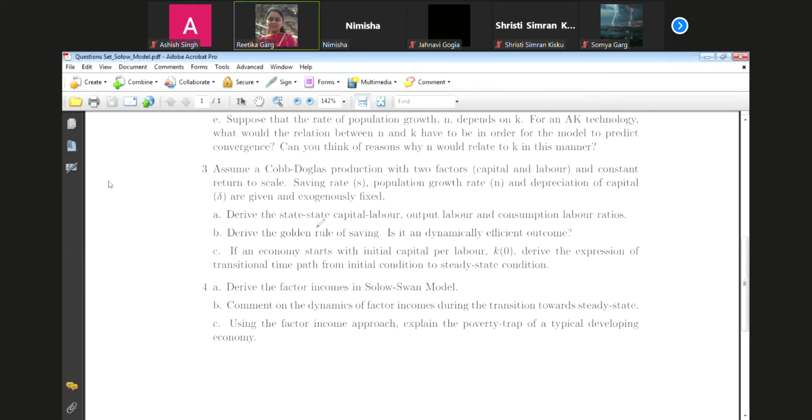Sorry, just say that again. One that maximizes steady state consumption. That's right. This word steady state is the important one. You're right. So the golden rule of saving.